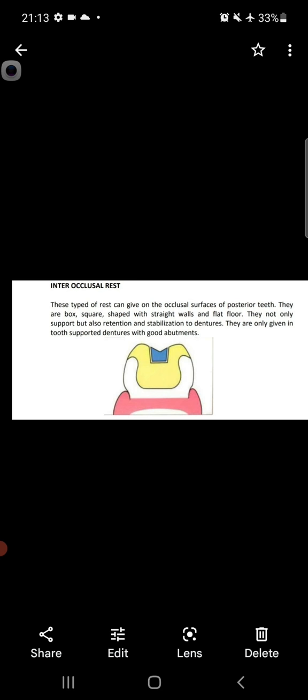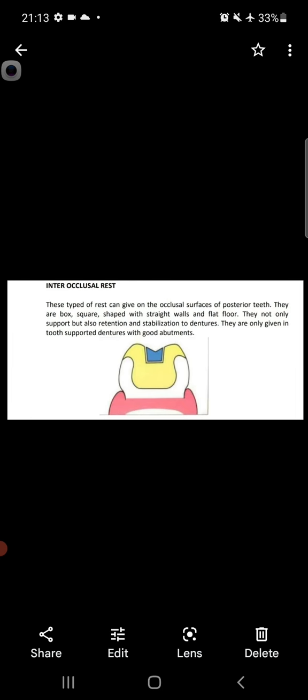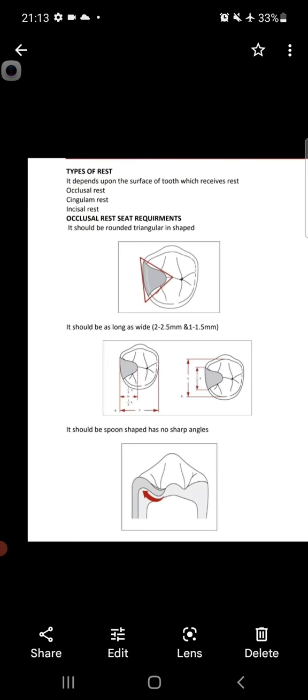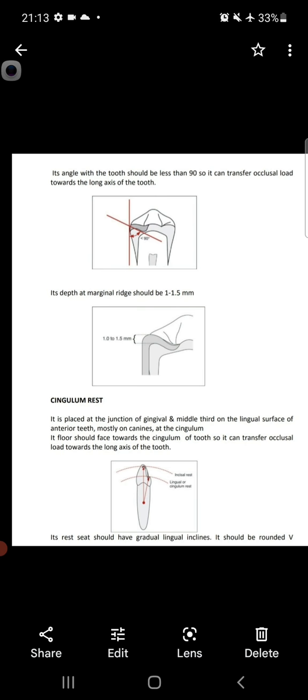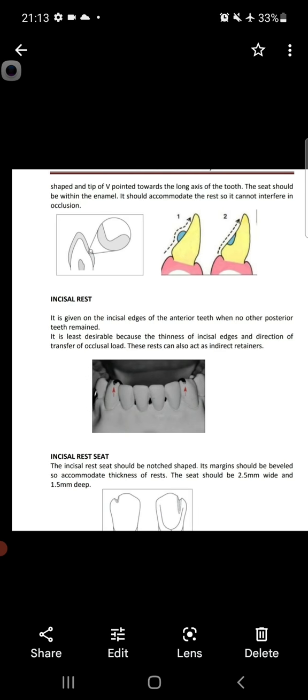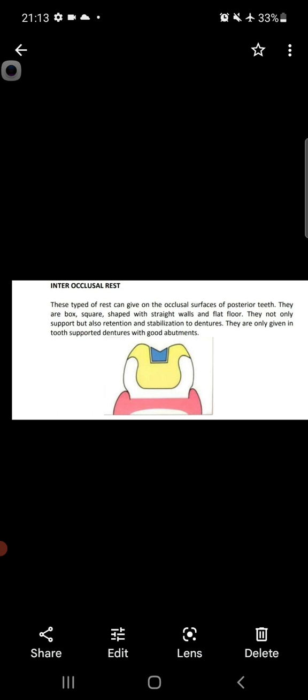Now the shape of this rest seat is very important. The shape of the occlusal rest seat is triangular, rounded triangular or spoon shape. Cingulum rest seat shape is rounded V shape, and incisal rest seat shape is notch shape, and the inter-occlusal rest seat shape is box square shape.